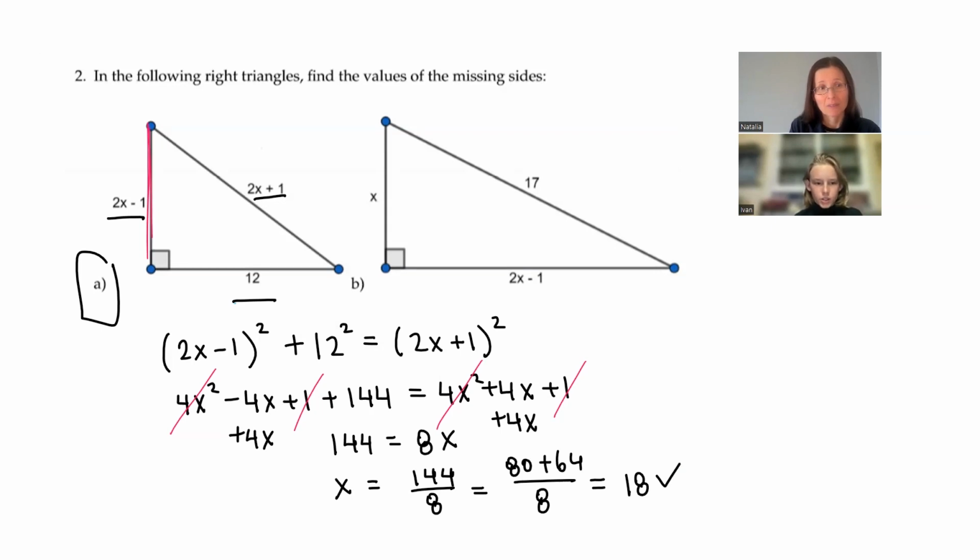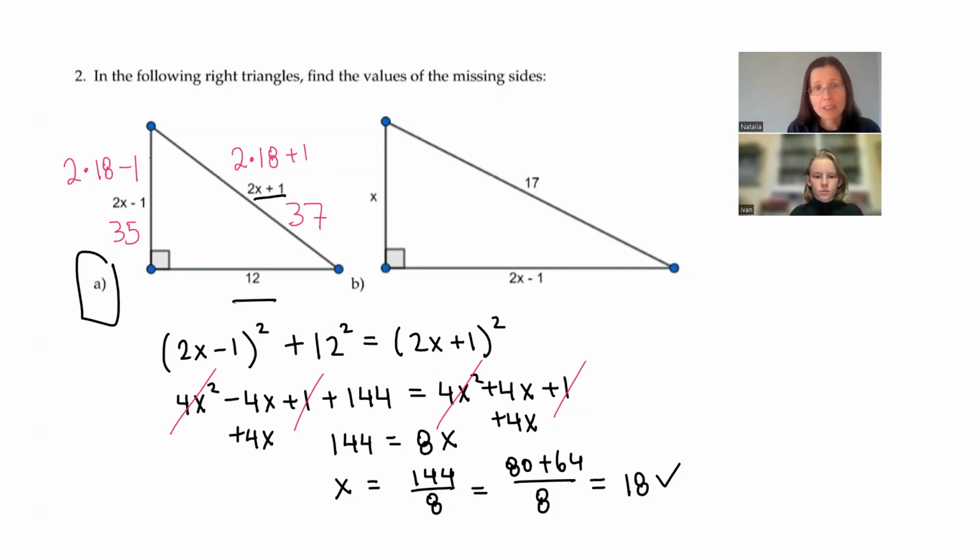Since we know x, we can just input it into 2x minus 1. So we'll have 2 times 18, 36, minus 1, which is 35. So this leg is 35, and the hypotenuse is going to be the same 36, but plus 1 this time, so 37. And if we have a calculator, we can also double check by squaring 35, squaring 12, and making sure it is in fact equal to 37 squared.